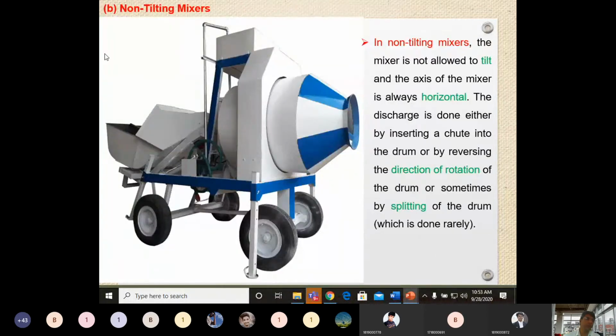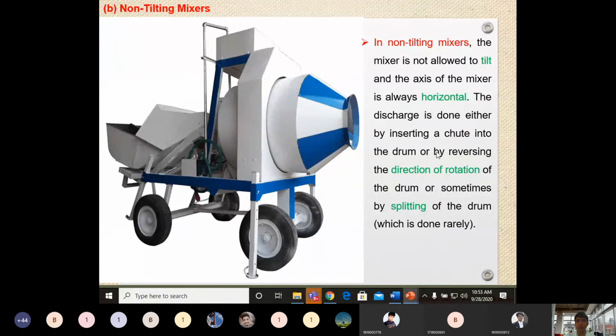Now the other type of mixer is the non-tilting mixer. What do we mean by non-tilting mixers? In the case of non-tilting mixers, the mixer is not allowed to tilt, and the axis of the mixer is always horizontal. So it is not tilted in clockwise or anti-clockwise directions. It is rotated only about the horizontal axis, not about a vertical axis. In the case of tilting type mixers, you can rotate along the horizontal axis as well as the vertical axis. But in the case of non-tilting type mixers, the rotation is allowed only in horizontal directions.